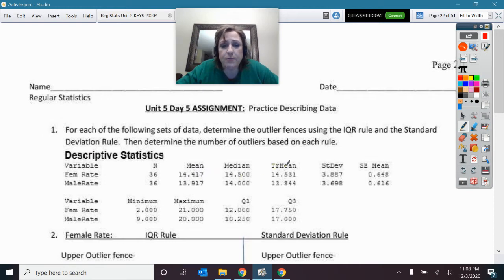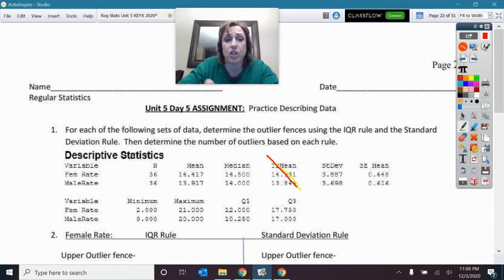This here is called the trimmed mean, and we are not ever interested in what that trimmed mean is. And then of course here you can see the standard deviation. That we will be using, because we use the standard deviation rule. Now, this is the standard error of the mean, not something we are going to be using at all this year. In AP we do.